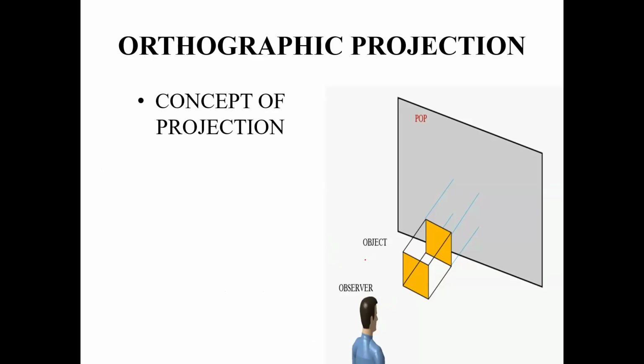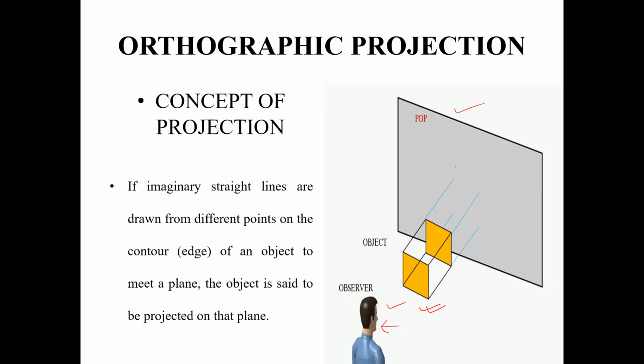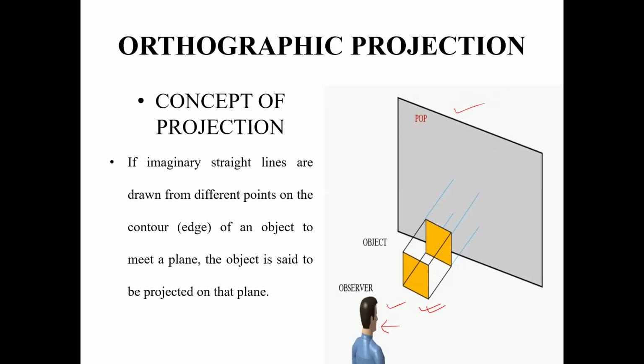In this slide, what you can see is there is an observer, which is this person. Then there is an object, a three-dimensional object with a very simple geometry. And then there is a plane which is located somewhere with respect to the object. Then you see that a number of imaginary lines are originating from the edges of the object. These are those imaginary blue colored lines that you can see. These are imaginary lines originating from different points of this object and hitting this plane.